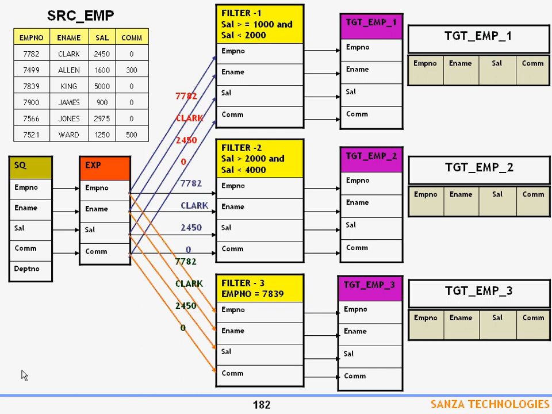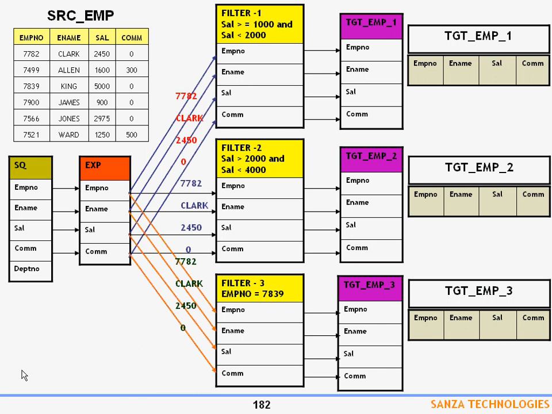So if you have 14 records, or 6 records and 3 filter transformations, each record is read 3 times. So 6 into 3, 18 times the records will be read. However many filters you have, that many times it will read the input data.